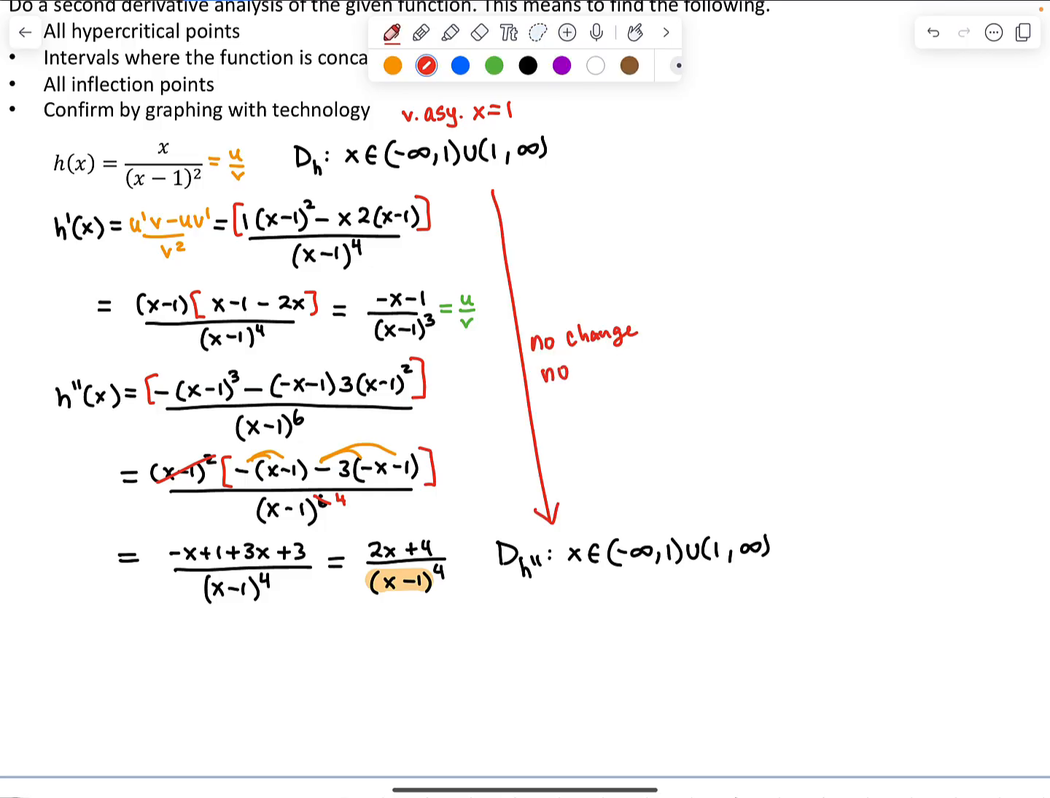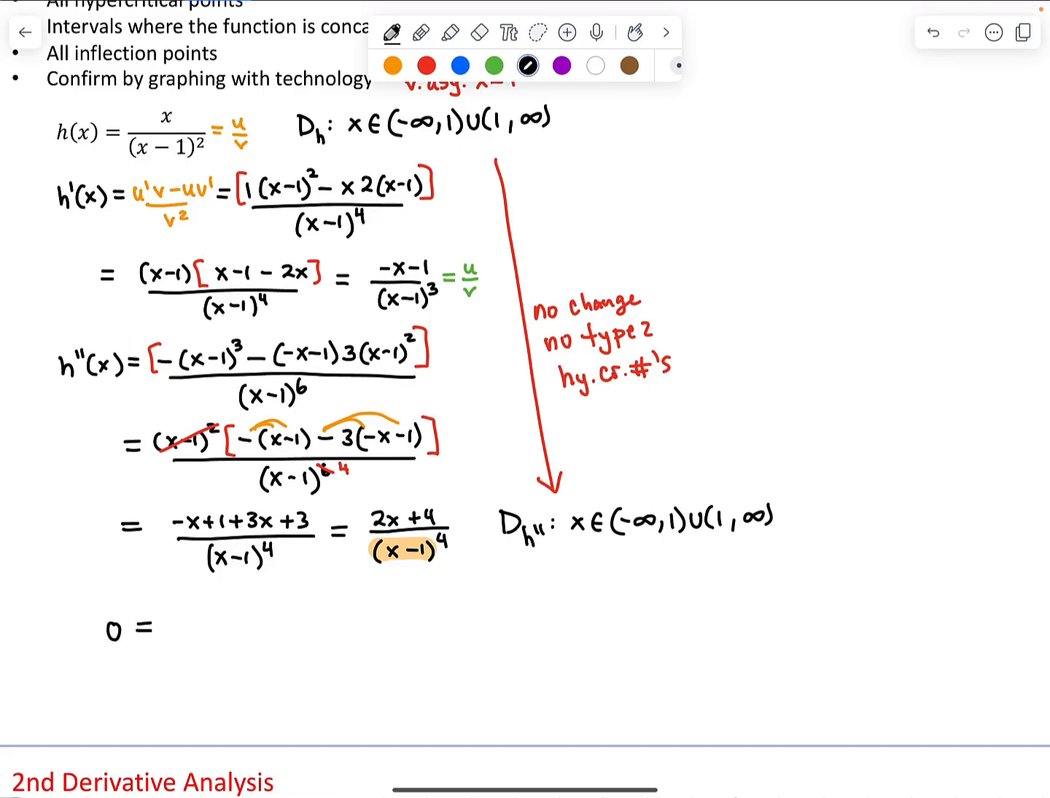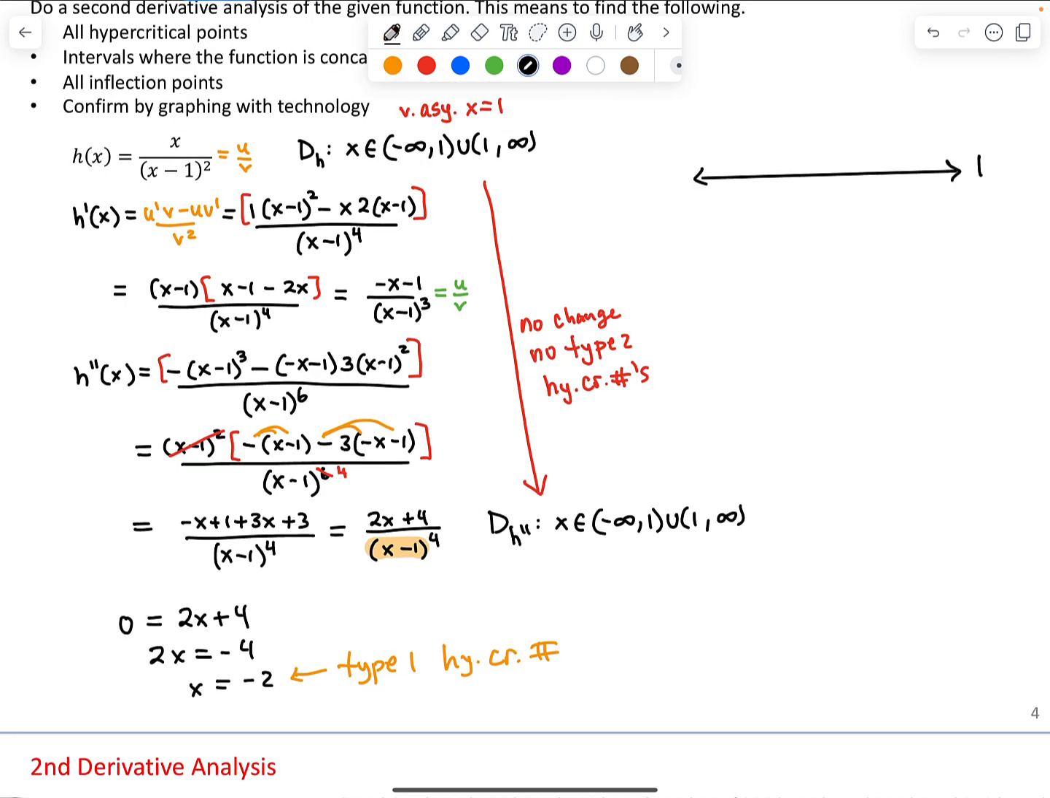So there are no type 2 hypercritical numbers. But if you take the second derivative and set it equal to 0, which means that the numerator must be 0, and solve this for x, we get 2x must be negative 4, therefore x must be negative 2. This is our only type 1 hypercritical number. All right, now a number line that represents the domain of this function h, and there is a restriction. So we need to exclude x equals 1, and the reason is that there was a vertical asymptote at x equals 1, and then we also need to put the hypercritical point of negative 2 on this number line.